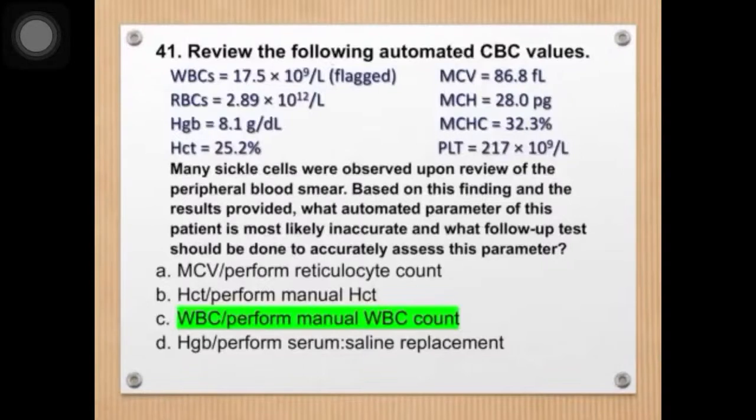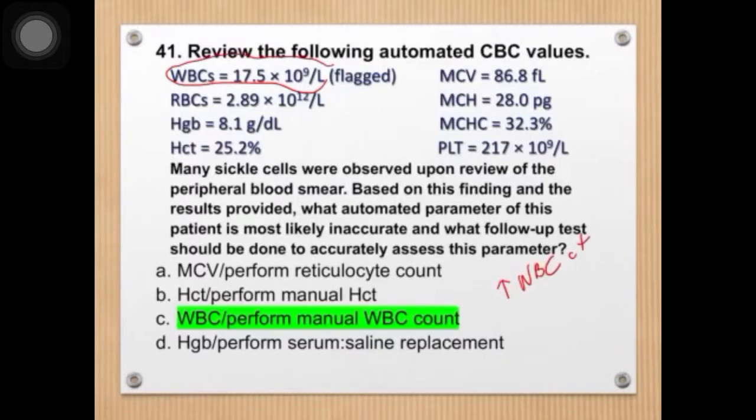Nakita po natin abnormally high WBC count considering the normal is from 4 to 11. Sa peripheral blood film, nakakita po ng mga sickle cell. Based on this finding and the result provided, what automated parameter of this patient is most likely inaccurate and what follow-up test should be done to accurately assess this parameter? So, falsely increased WBC count.